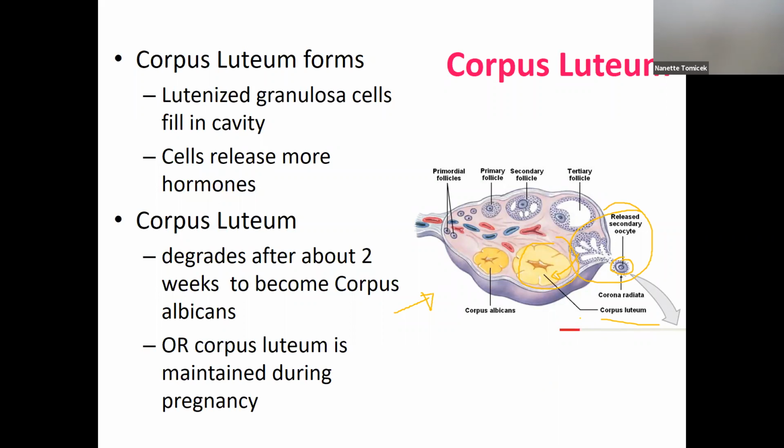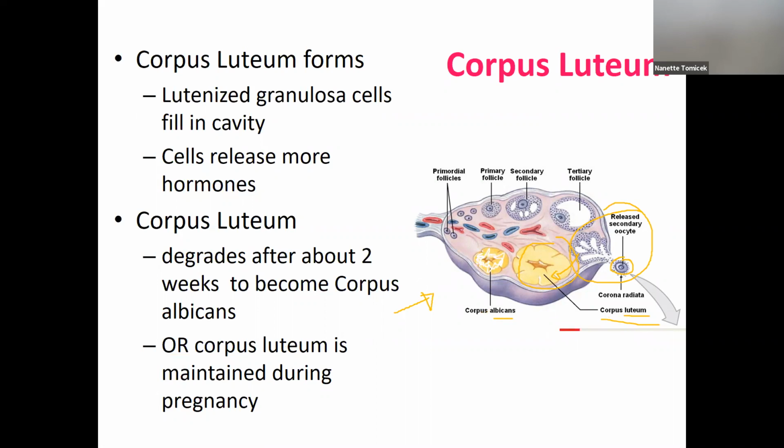Just to help you out with these terms a little bit, corpus just means body. Okay? Luteum actually means yellow. And albicans, think albino, albicans means white. I don't particularly like this figure because I think the corpus albicans should be painted a little bit more white.